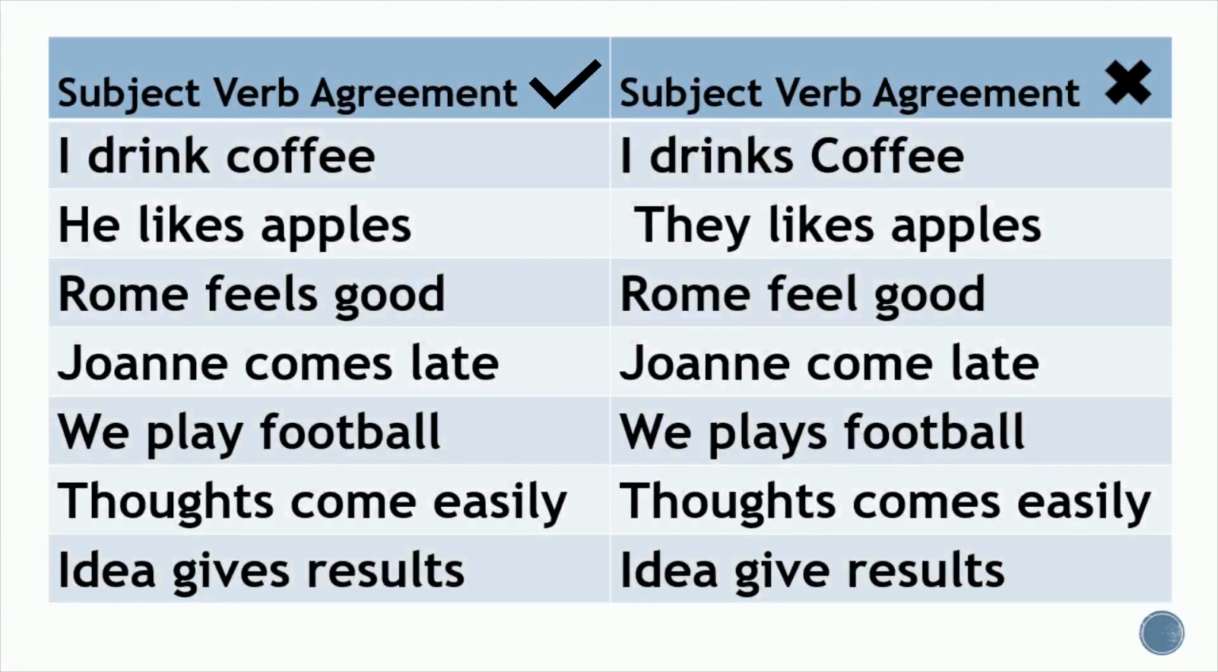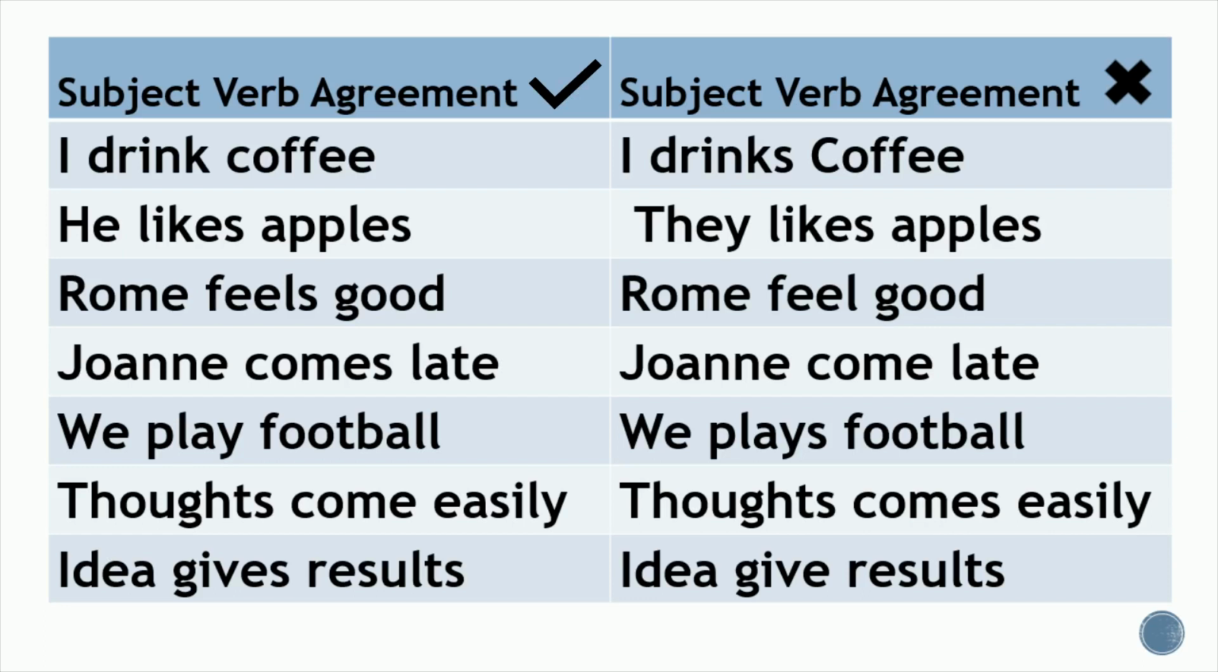If you study the table carefully, you would notice that all the sentences in column 1 have subject-verb agreement. That means the subjects and the verbs agree with each other. That's why all the sentences are in correct English.